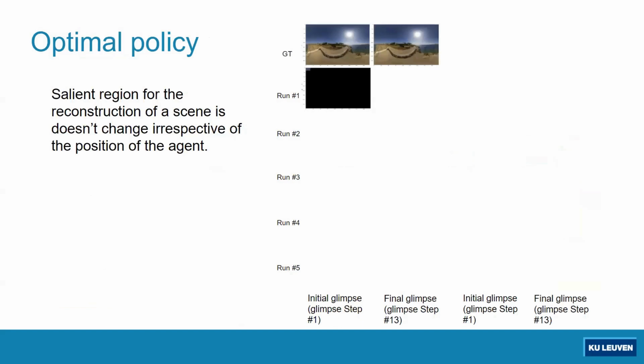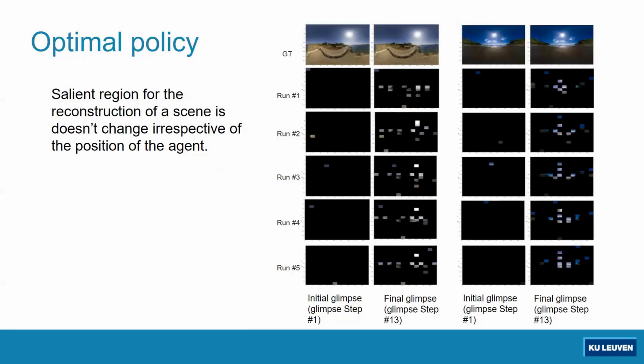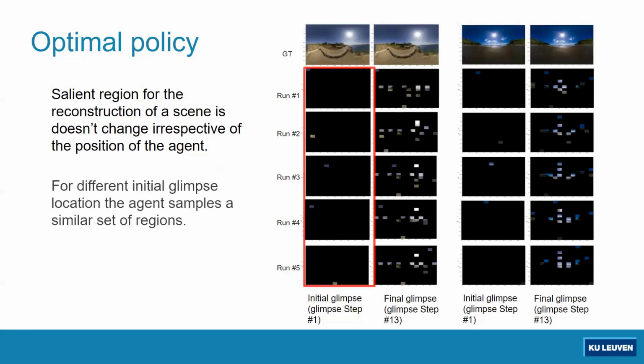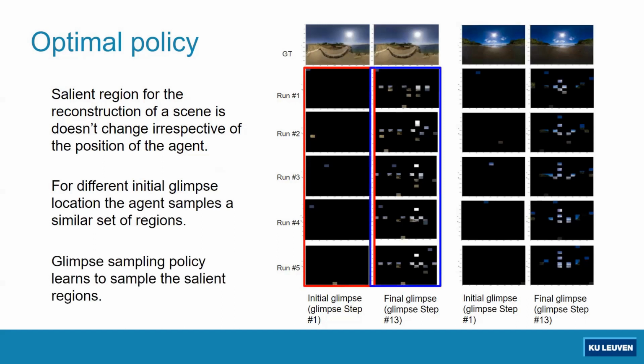Saliency for reconstruction is a property of the scene, and we see that our model attends to the same set of regions irrespective of the first random sampling location. This shows that our glimpse sampling policy learns to attend to these salient regions.